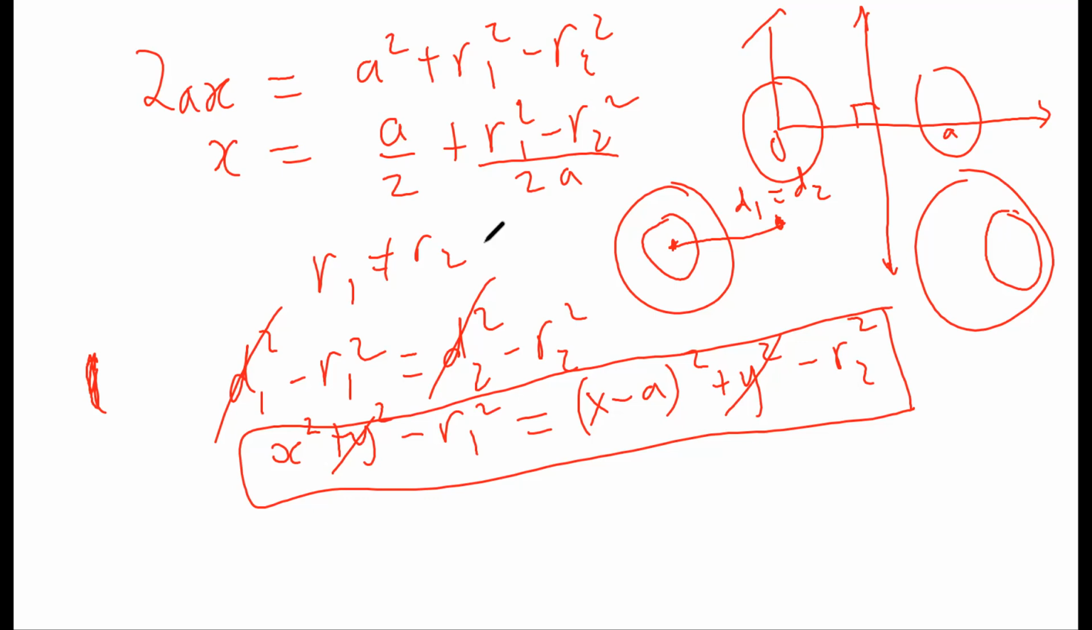Yeah, so that's called the radical axis of two circles. But it's not so much important what it's called, it's more important that you can figure out how to do it using your coordinate geometry, right?